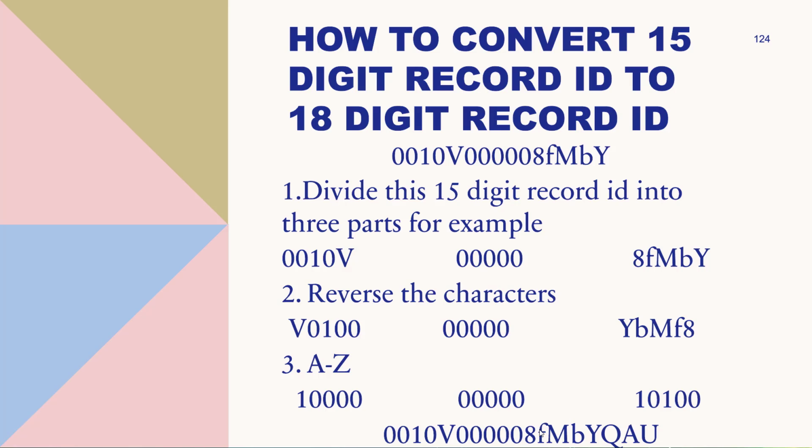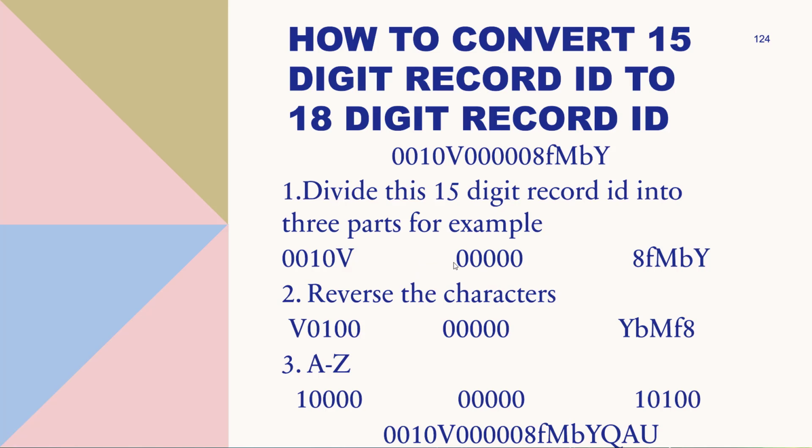Now what we need to do is append this to the first 15 digits. Now the complete record ID is 0010V 00000 8FMBYQAU. This is our 18-digit record ID, and the last three digits of this 18-digit record ID are calculated by the above formula. So we do not need to perform this again and again.